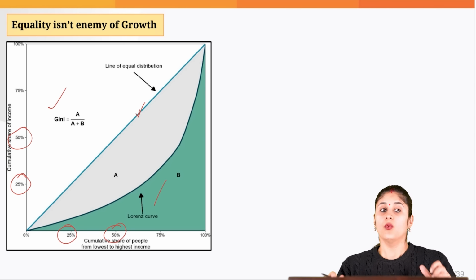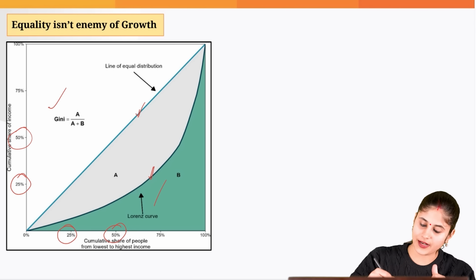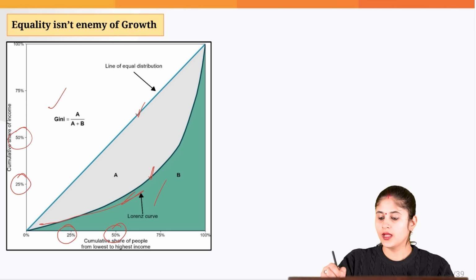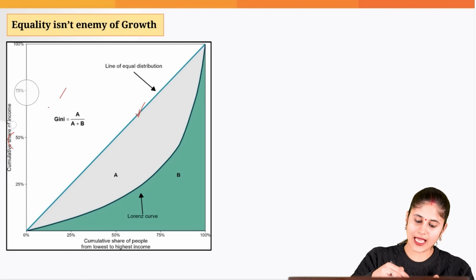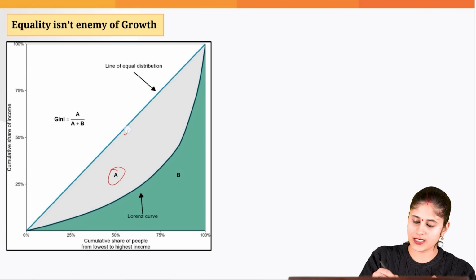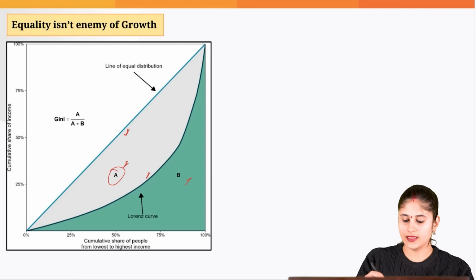But what is going to be the actual distribution of income? That is reflected by your Lorenz curve, this black line. Alright. Now, how do you actually calculate this Gini coefficient? So, the area which is there between this line of perfect equality and the Lorenz curve, this is A and this is B.